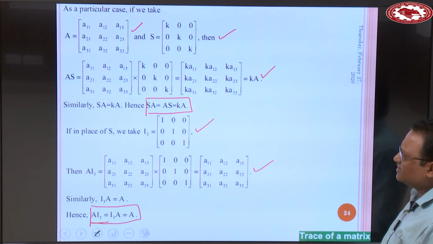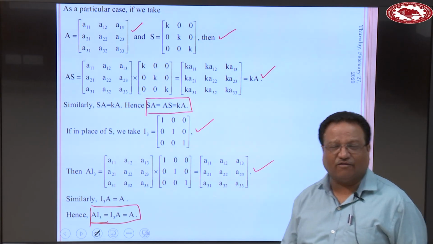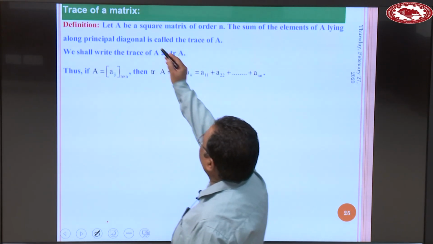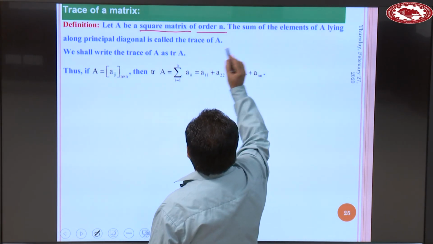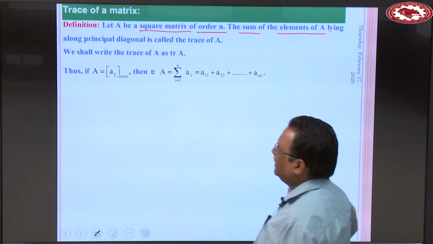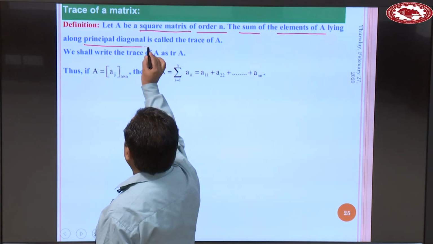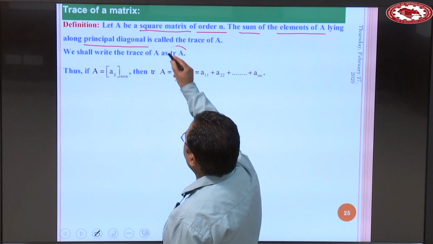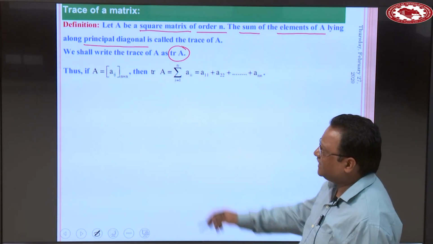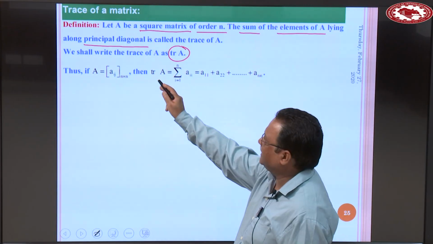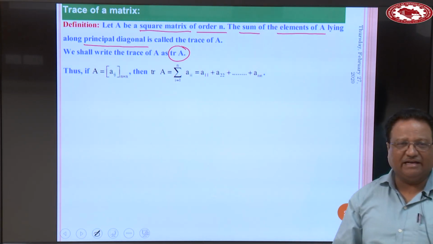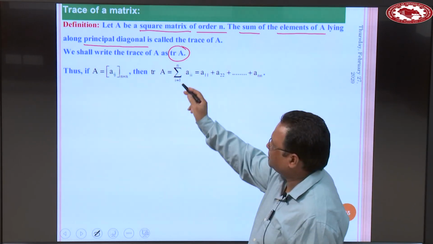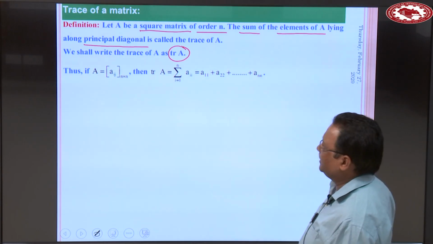Then the last definition: what is the trace of a matrix? Let A be a square matrix of order n. Then the sum of the elements of A lying along the principal diagonal is called the trace of A, and we shall write it as trace A. This means if A is equal to [aij] of order n by n, then trace A is equal to a11 plus a22 plus a33 and so on plus ann, which is the summation of aii for i from 1 to n.